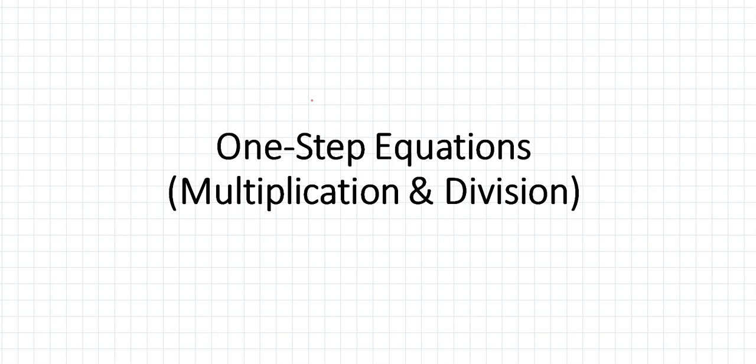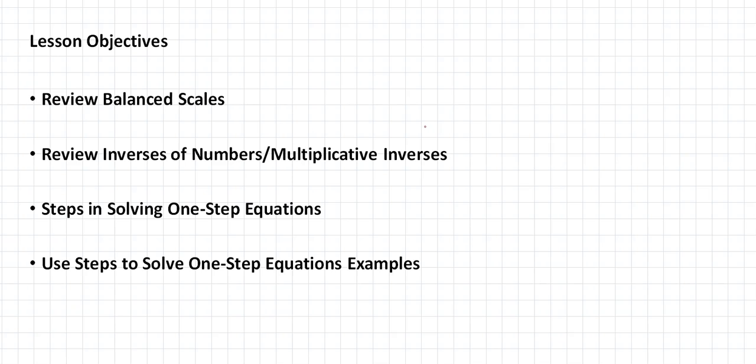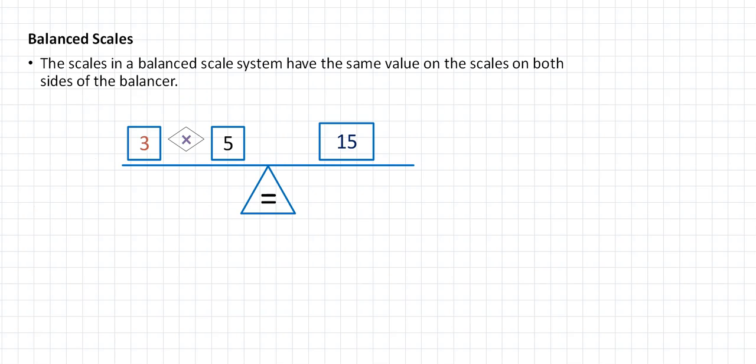In this lesson, we're going to look at one-step equations, and we're going to focus on the ones that are solved using multiplication or division. I'll start off by showing you balance scales and why they're important, and then look at inverse of numbers or multiplicative inverses. Inverse of numbers is very American. Multiplicative inverses is more British or European. And then we're going to examine steps in solving one-step equations and use those steps to solve some examples together.